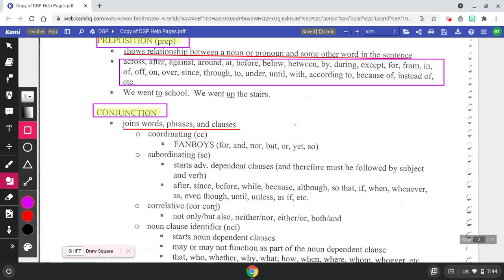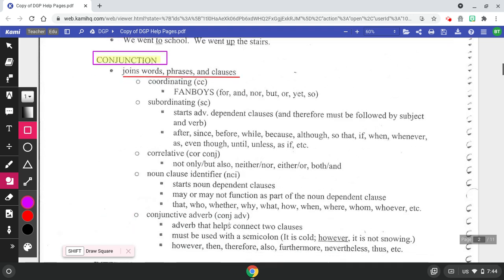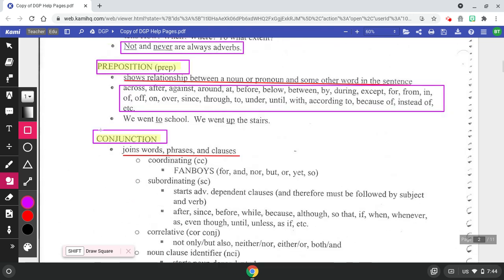A fanboy is an acronym. It stands for and, nor, but, or, yet, so. Anytime I see those words in my sentence, if they're joining words, phrases, and clauses, hey, that's a cheat code. It's given to me. We also have this long list right here. We have some more right here. I don't want to go through and box all of those. That's why we just box conjunction.